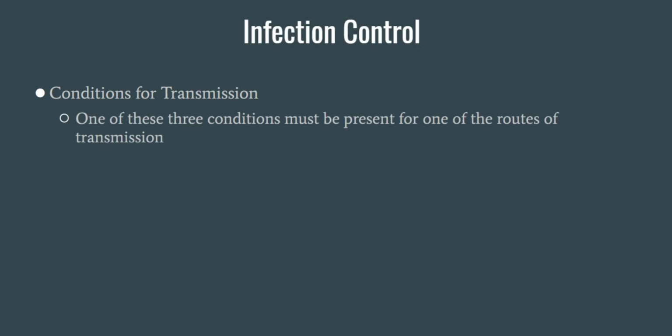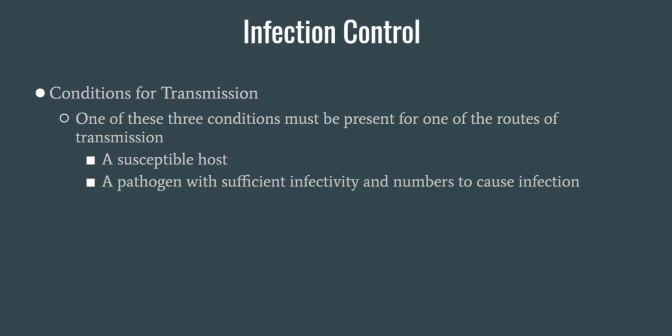And after we have a route of transmission, there are some other factors that come into play. Different conditions. We must have one of these three conditions for one of the routes of transmission. So we must have a susceptible host. There must be a pathogen with sufficient infectivity and numbers to cause infection. So we have to have a person that is susceptible or a host that is susceptible to an infection. And we also have a pathogen that is effective enough that can cause the numbers of infection.